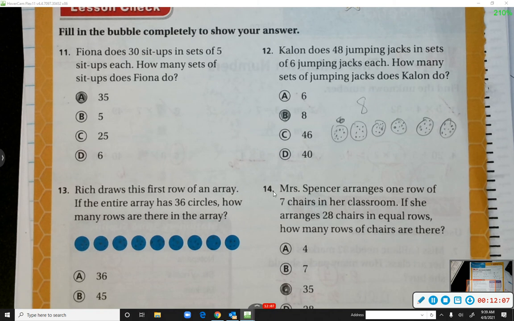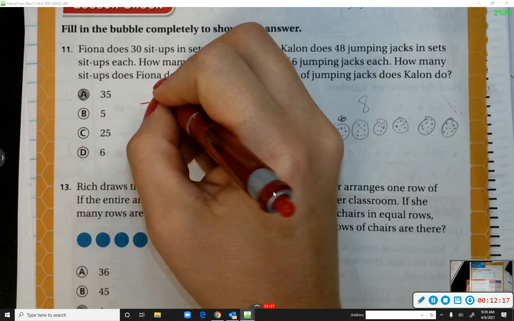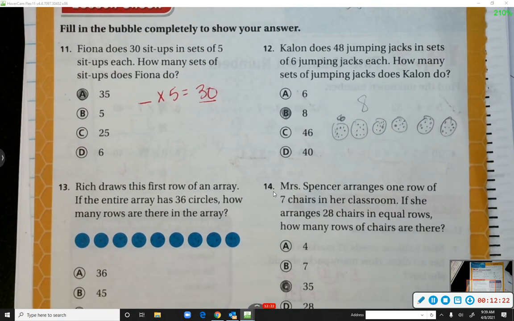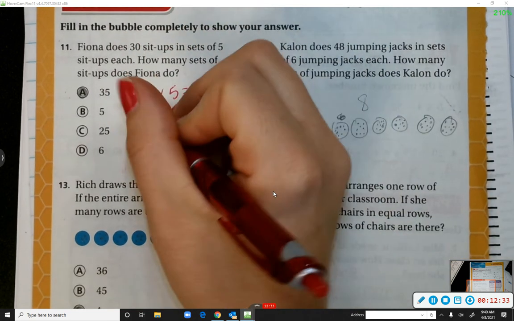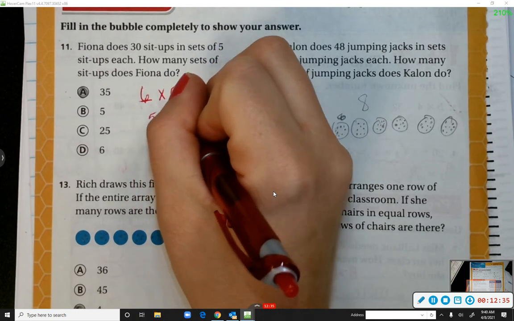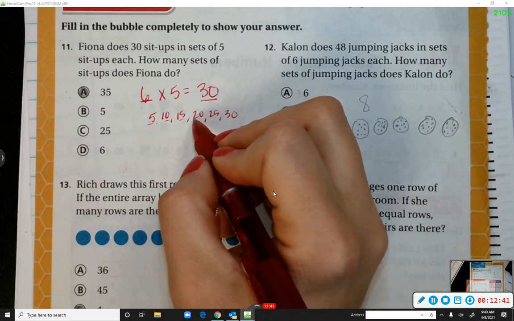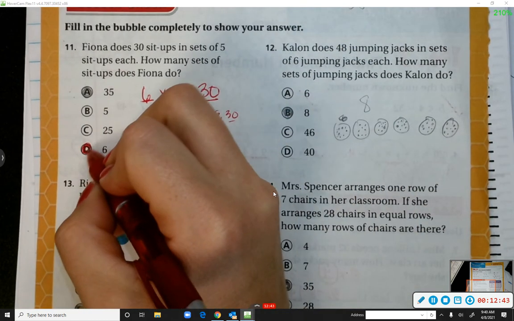Number 11. Fiona does 30 sit-ups in sets of 5 sit-ups each. How many sets of sit-ups does Fiona do? So, how many sets of 5 does Fiona do to equal 30? What did we get? David? 5. Yeah, close. Not 5. Aaliyah? 6. Good, because if we count by 5s, 5, 10, 15, 20, 25, 30. That's 6 times that we skipped. Okay, so D is the correct answer.